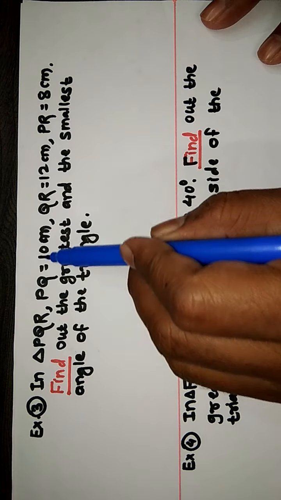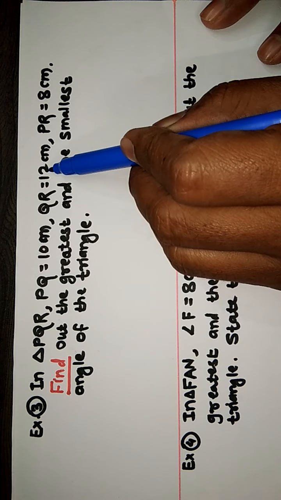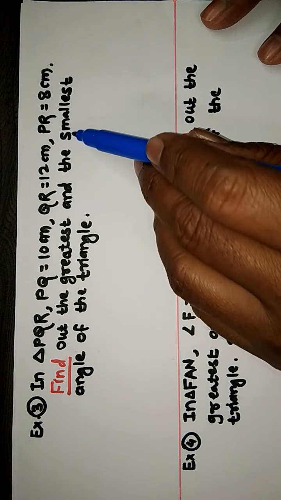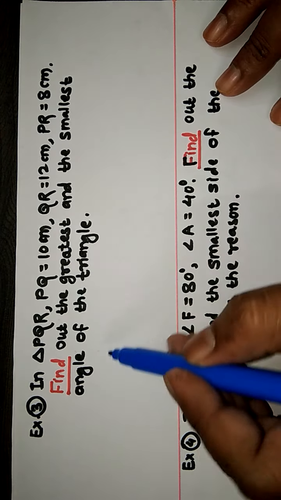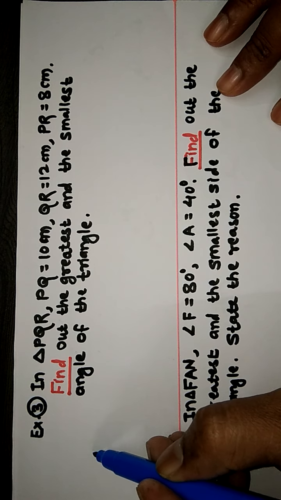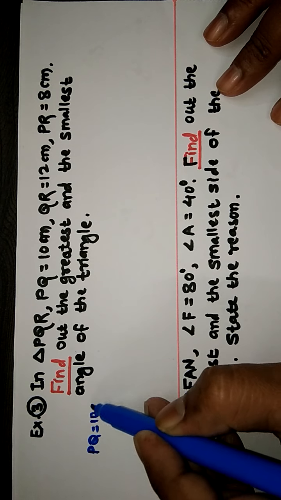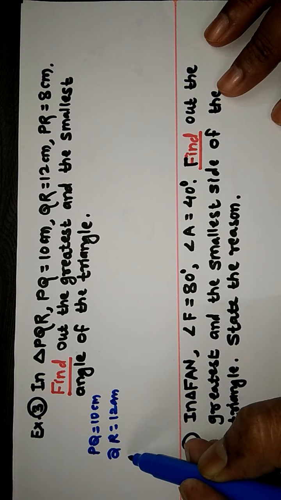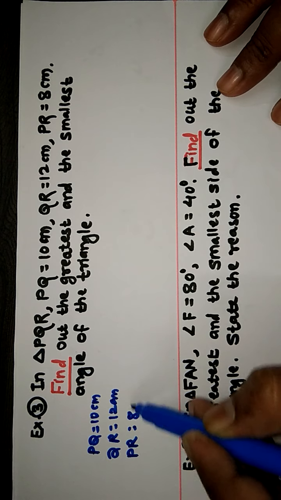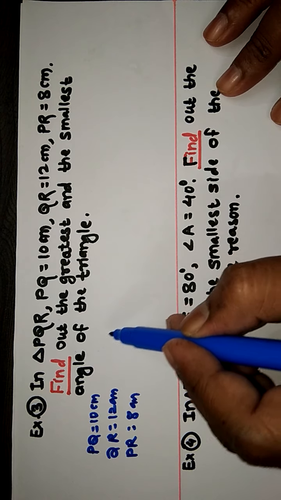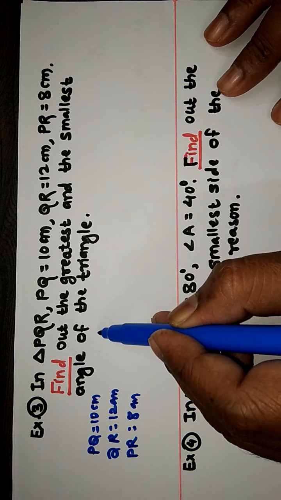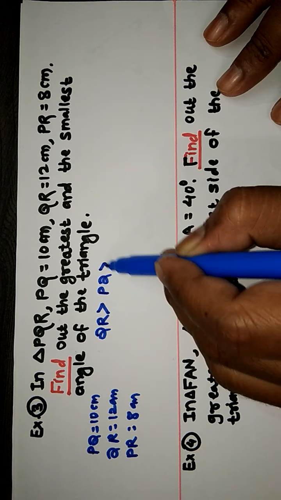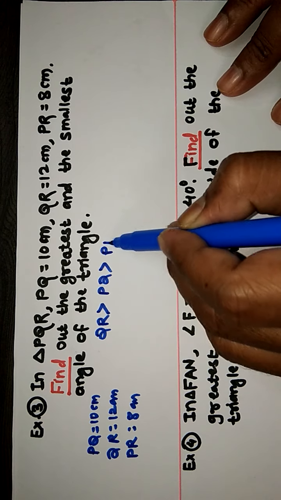In triangle PQR, PQ is equal to 10 centimeter, QR is 12 centimeter, and PR is 8 centimeter. Our aim is to find the greatest and smallest angle. Now we first write down, see here, PQ 10 centimeter, QR 12 centimeter, and PR 8 centimeter. Means this can be written as the greatest side is QR, greater than PQ, greater than PR.